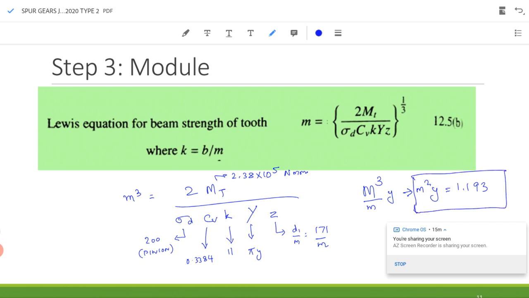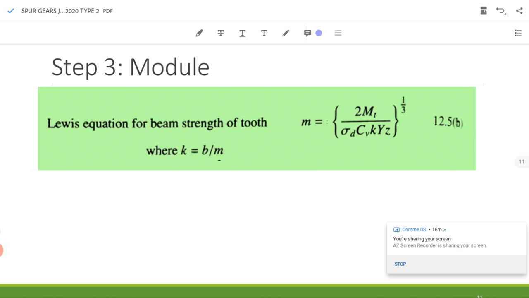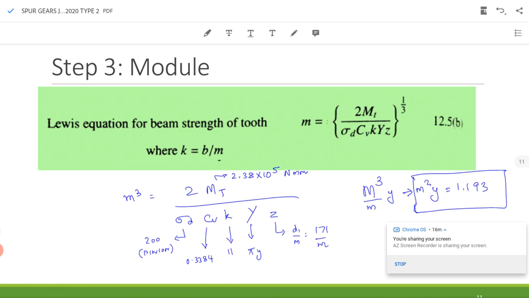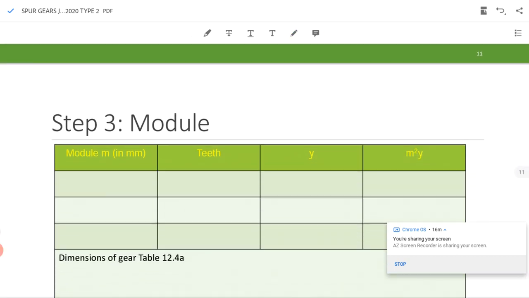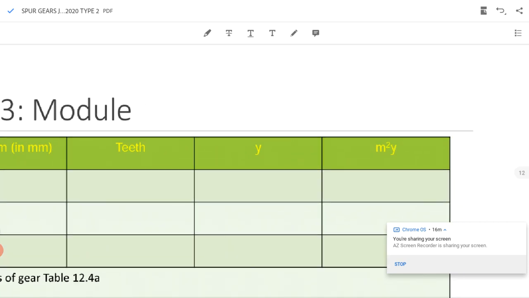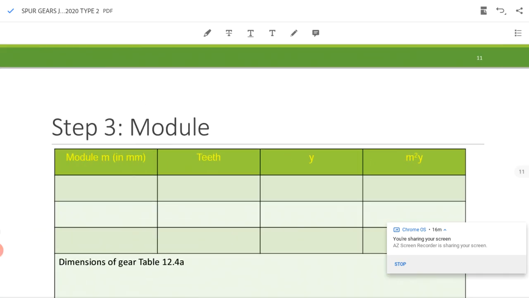1.193. So when we get the type 2 problem, this will be the equation for finding the module, m square y equal to 1.193. So here we have to note that z should be substituted in terms of diameter, z equal to d by m. Now we will solve this equation. It's a very simple step. We need to find the module.